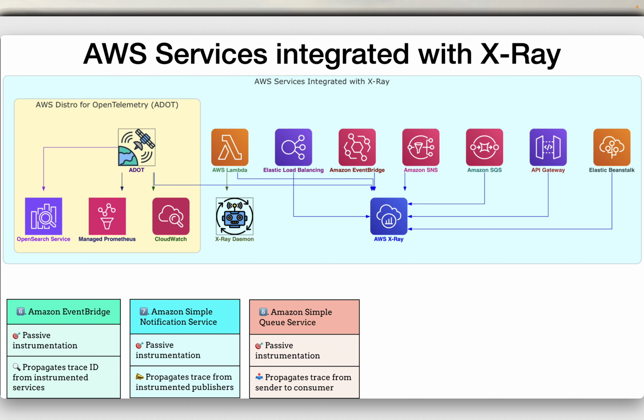And lastly, Amazon Simple Queue Service, again passive instrumentation. If a service traces requests by using the X-Ray SDK, Amazon SQS can send the tracing header and continue to propagate the original trace from the sender to the consumer with a consistent trace ID.